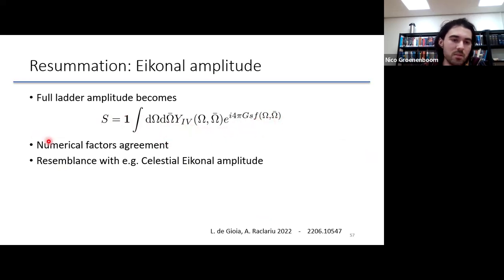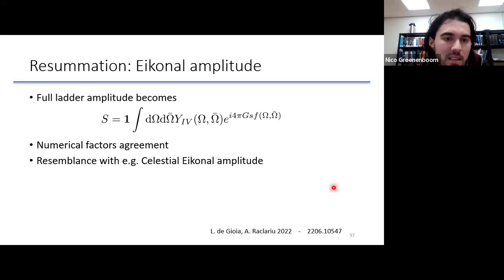So a nice consequence is that the numerical factors now naturally agree with the ones of 't Hooft. There was a previous mismatch in the minimal coupling that we had to interpret differently, but now this all happens naturally. And there is a resemblance between this amplitude and, for example, the celestial Eikonal amplitude, as was derived by de Goya and Zaclariu, who also have an amplitude where there is some integration over the transverse positions, or the orthogonal positions, some basis eigenfunctions, and a complex exponent with a Green's function. So we have some nice resemblance with literature after doing this resummation.